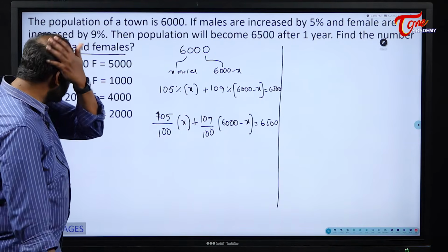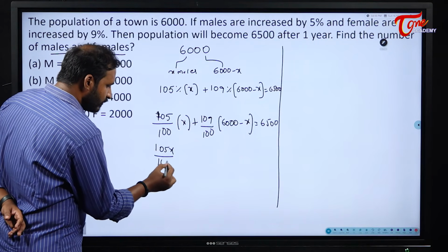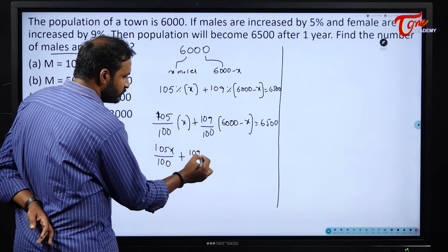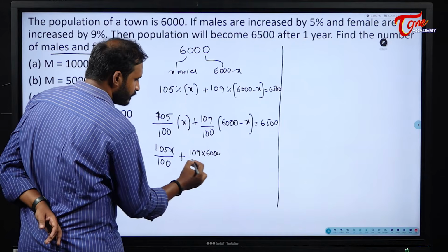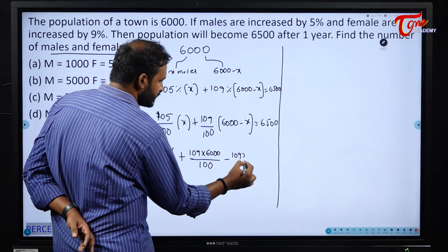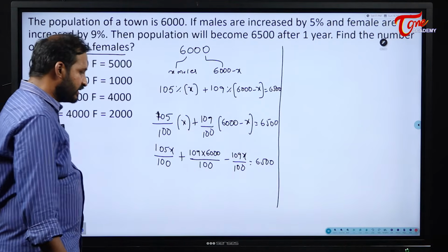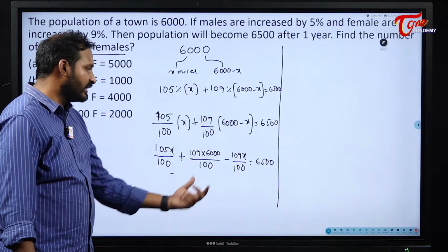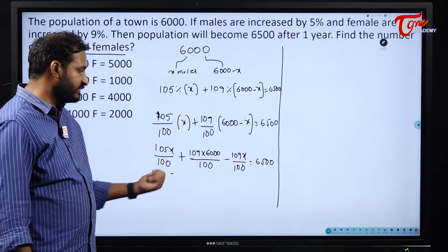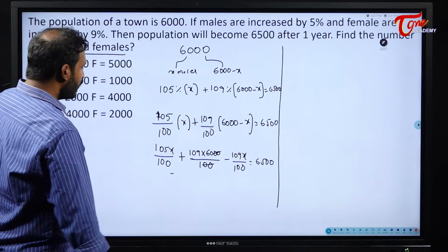Now please see here students, what will you write here? 105x by 100. I will not cancel it. Why? Because if I cancel it, it becomes clumsy. 109 into 6,000 by 100 minus 109x by 100, that is equal to 6,500. Now please see here, when I add these two, I will get minus 4x by 100. I will send that to that side and 6,500 to this side. Then what happens to that? 2 zeros will get cancelled.